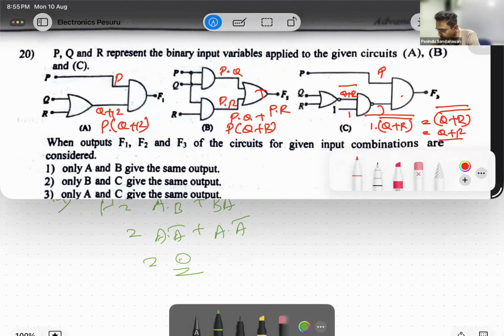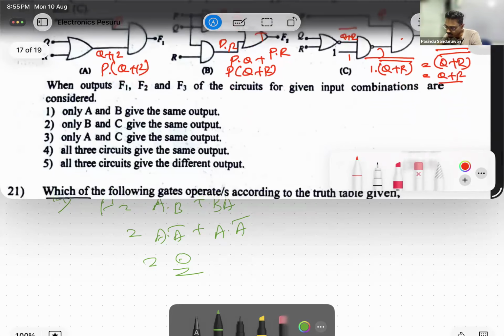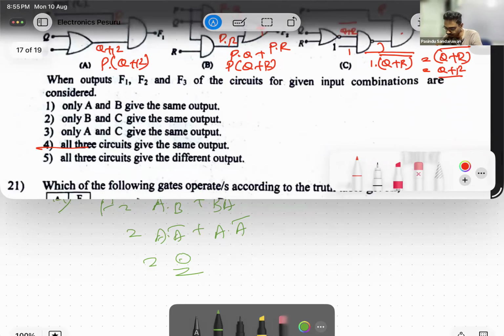Then from here P comes, this is an AND gate. Now again this is P plus P dot Q plus R. Same. All are the same. Then all three circuits give the same output. Right? All three circuits give the same output.